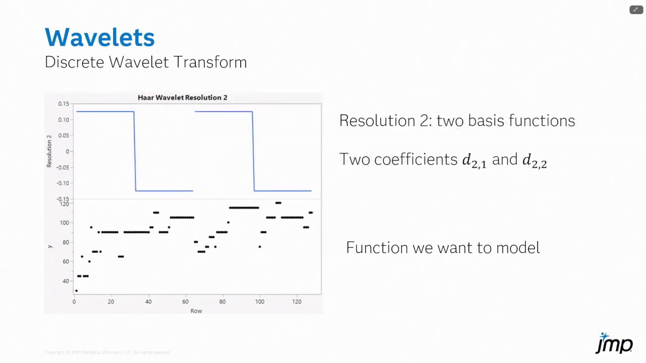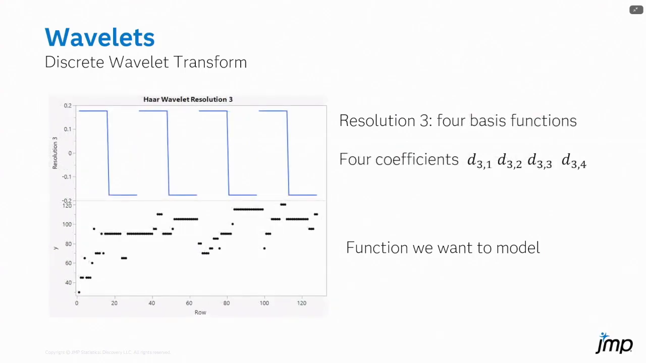And then you split your data in half. Think about looking at the left side and applying that same blue function, and then looking at the right side and applying that same blue function. And so that gives you 2 coefficients, so D21 and D22. So you can also sort of think about it as the resolution 2 coefficient on the left and the resolution 2 coefficient on the right.